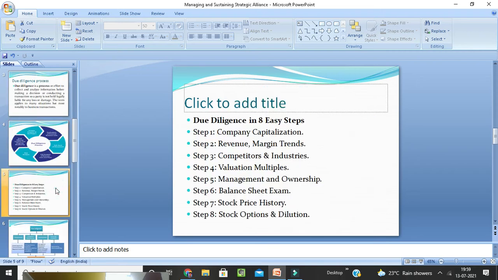Next, we have certain steps. Due diligence in 8 easy steps. What are those? Company capitalization, revenue, margin trends, competitors and industries, valuation multiples, management and ownership, balance sheet exam, stock price history, stock options and dilution. So all this is a process of due diligence where every company, when they are going to merge or acquire in future.